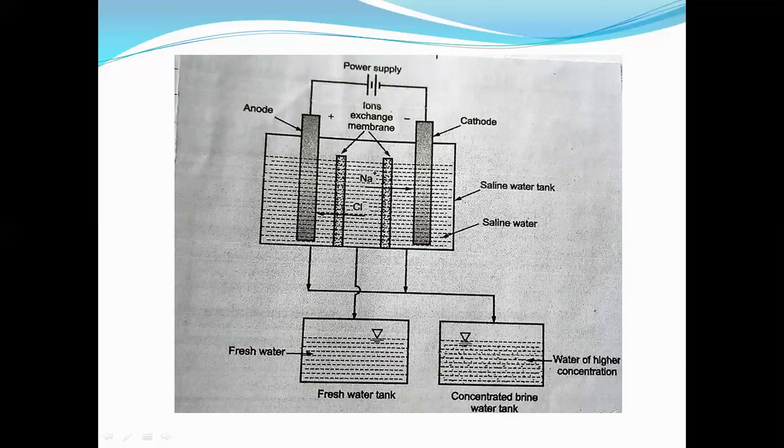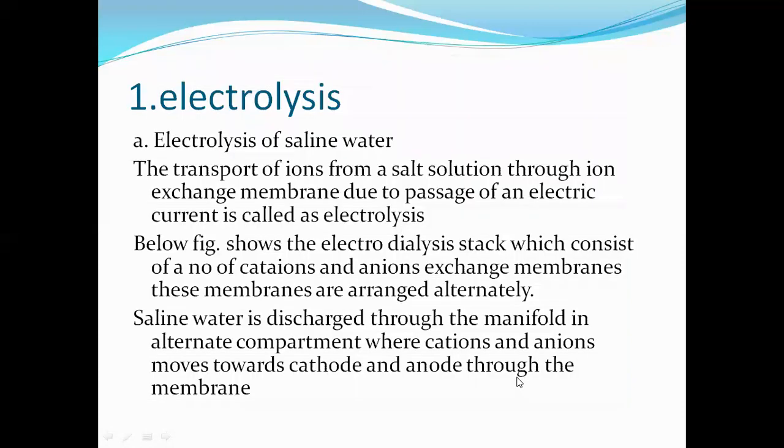Now see, this tank contains the saline water. See the cursor. First tank contains saline water. Then in the fresh water tank we are going to collect the fresh water, and in the second tank we are going to collect the water of higher concentration. Hope you all get the electrolysis of saline water.